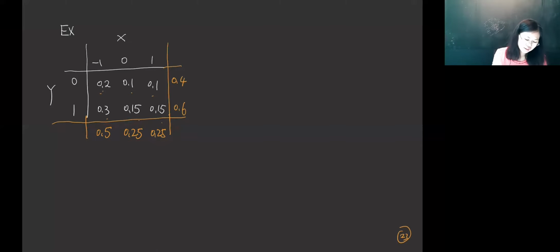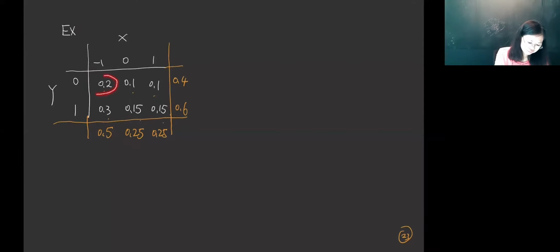Now we can verify that each of the cells is a product of the PMF of x and the PMF of y corresponding to the two values of x and y. Right, so 0.2 is the product of 0.4 and 0.5.